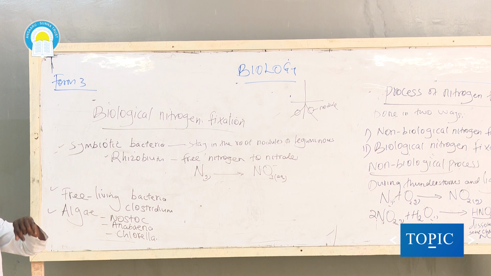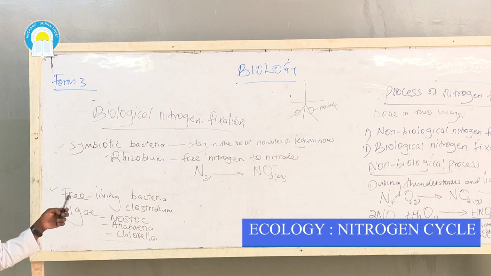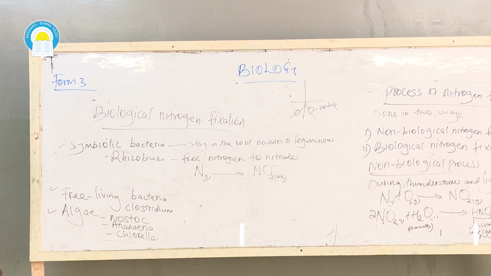Next time, we are going to pick up from the nitrogen cycle and how these biological living organisms fix nitrogen in the soil. That's in the next lesson. We are going to discuss how symbiotic, free living bacteria and the algae work, and we also draw the nitrogen cycle flowchart to show how the process occurs.